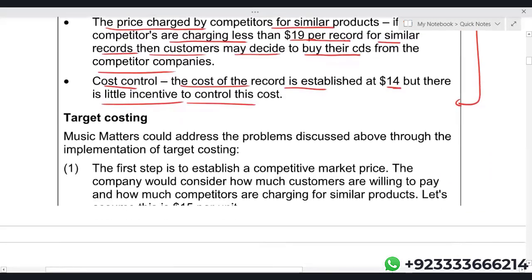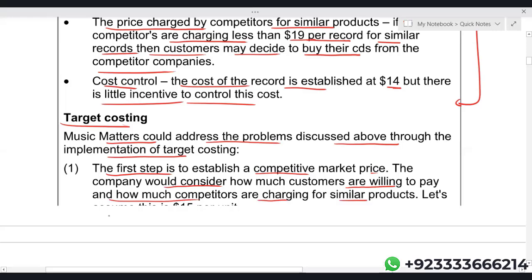Target costing, wow. Definitely, I would say that target costing is the game changer, provided that you apply this properly. Music Matters could address the problems discussed above through implementation of target costing. The first step is to establish a competitive market price. The company would consider how much customers are willing to pay and how much competitors are charging for similar products.